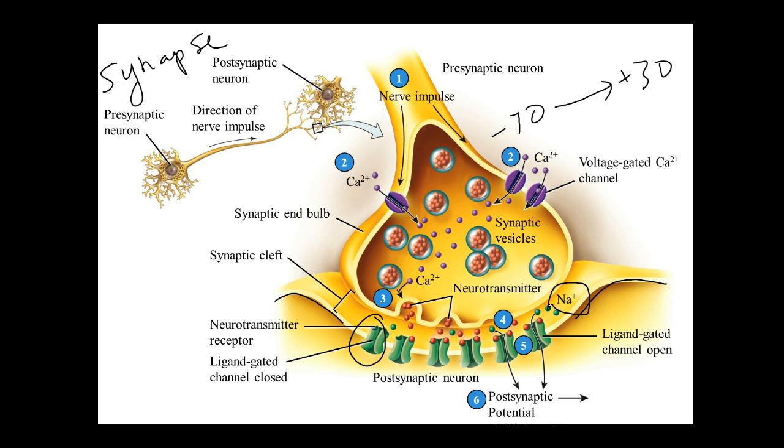a postsynaptic potential. This postsynaptic potential will only be a small movement from resting, so it's a graded potential. If we keep adding these graded potentials together, we're going to produce threshold through summation. As long as it reaches the hillock, we're going to have an action potential form.